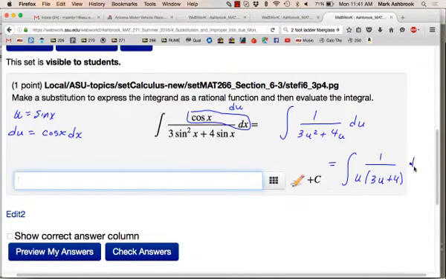Yep, so for partial fractions, remember, we need a denominator that factors. And so if it's going to be partial fractions, then 3u squared plus 4u has to factor into a product of 2 things, and it does: u times 3u plus 4. So I think now we're home free. We're going to work this out, and we're going to get something over u plus something over 3u plus 4.